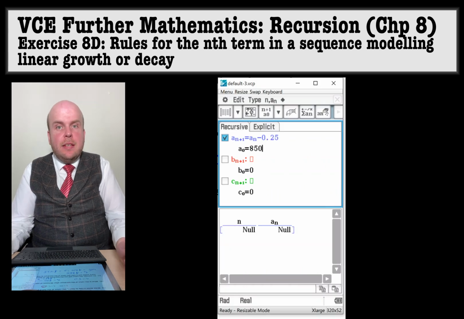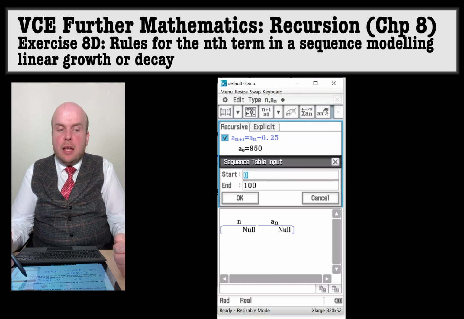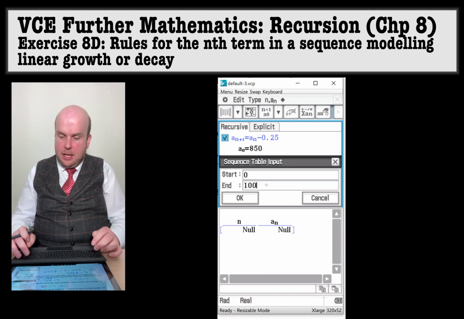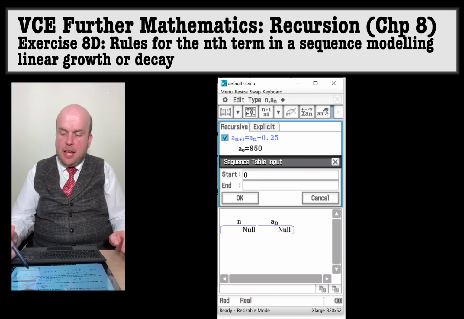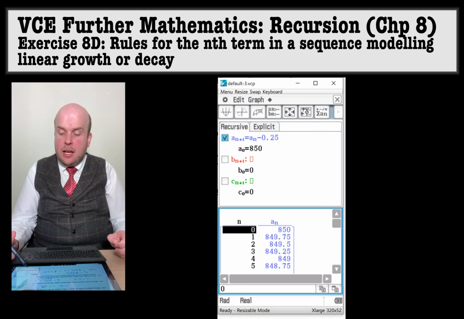Again, we can use our sequences option in the CAS to sort this one out. So you'll see here, I've entered this into my calculator. I've made an minus 0.25. That will take off 25 cents each time. 25 cents is a small number, so I'm actually going to increase my limits as to how long this list goes for. You'll see there it goes for 100 times. I might make that 2,000.